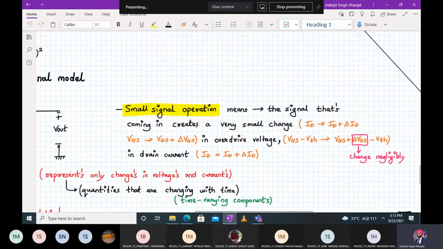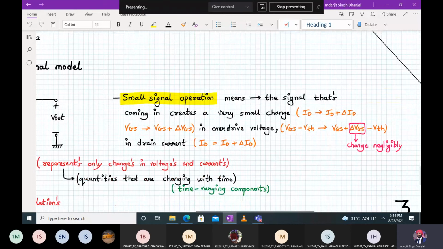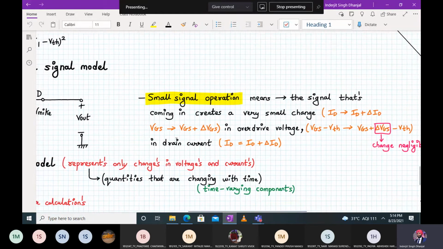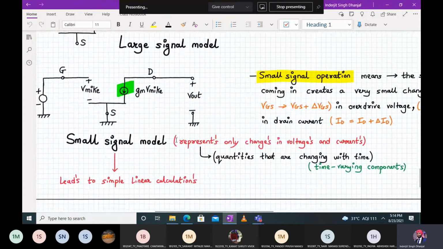Fine. So a small signal operation means that the signal that is coming in creates a very small change. So ID becomes ID plus delta ID. ID value might be 2 milliamperes, but delta ID might be 10 microamperes, a very small value. It brings out a small change in VGS also. So VGS becomes VGS plus delta VGS, and it will lead to an overdrive voltage change also. So VGS minus VTH will become VGS plus delta VGS minus VTH, and this change is very, very small. And finally, it leads to the change in the drain current, so drain current becomes ID plus delta ID. So this is what we mean by small signal operation.